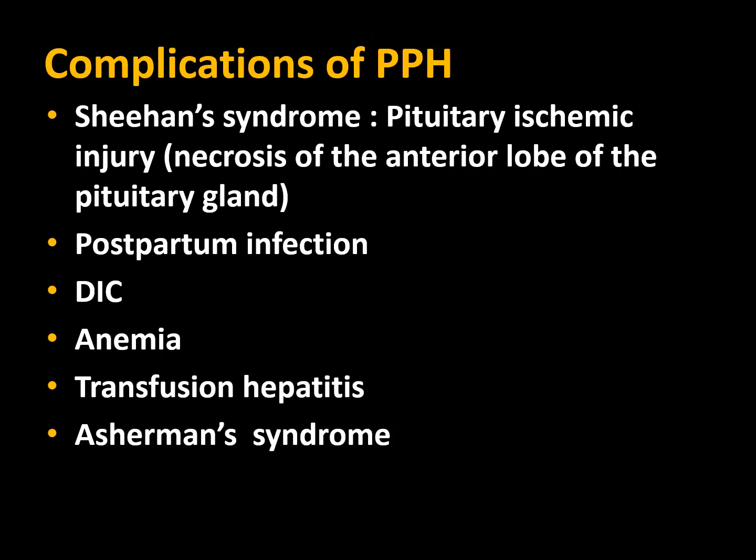Complications of postpartum hemorrhage include Sheehan syndrome due to pituitary ischemia, where clinically the patient may not be able to breastfeed; infection because of interventions; disseminated intravascular coagulation, DIC; anemia; blood transfusion complications, such as hepatitis; and Asherman syndrome if we overcurette retained tissues. This will cause uterine adhesions.